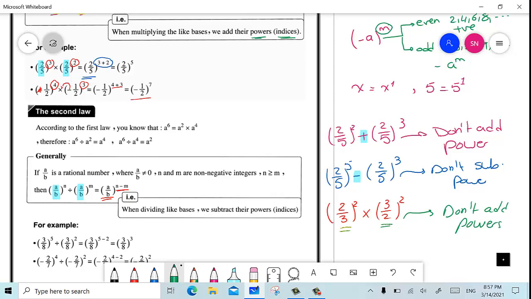So again, I add powers if I have same bases and they are multiplied together. I subtract powers if I have same bases and they are divided. But if I have unlike bases and they are not the same, like this example, I do not add powers. The same goes also for division. And remember again, when I have an addition or subtraction, even if I have the same base, I do not add or subtract powers. Adding and subtracting powers is only for multiplication and division.